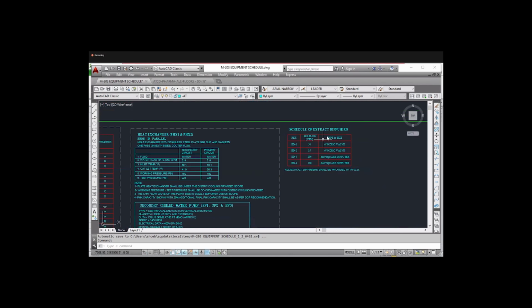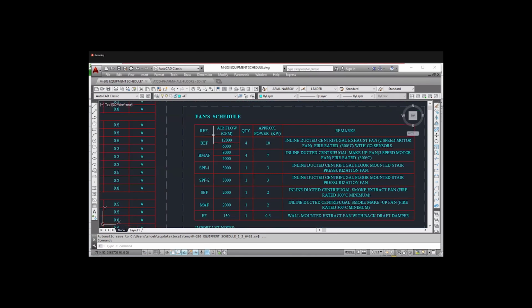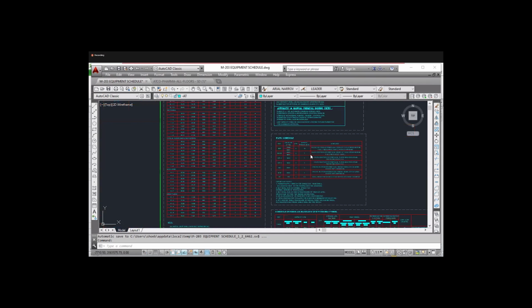So for diffusers also we have to prepare the schedule, and the fans, the fresh air fans and the exhaust fans, and the type: is it an inline fan, or a wall mounted fan, or a roof installed fan. So basically we have to prepare the schedule which will have the description like airflow, quantity, kilowatt power consumption, remarks, meaning what type of fan we are installing. So these types of schedule we have to prepare.